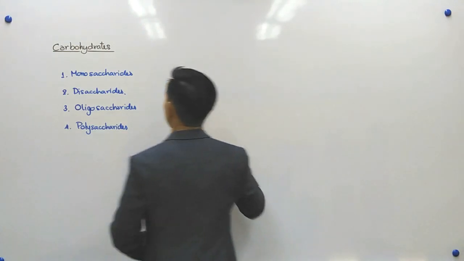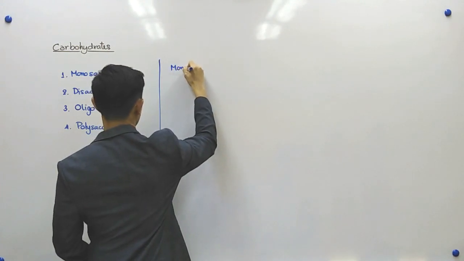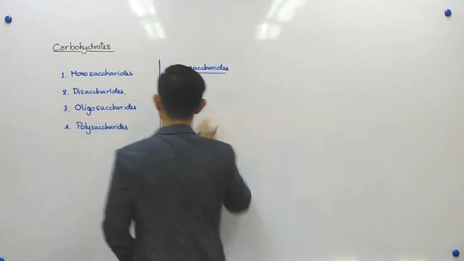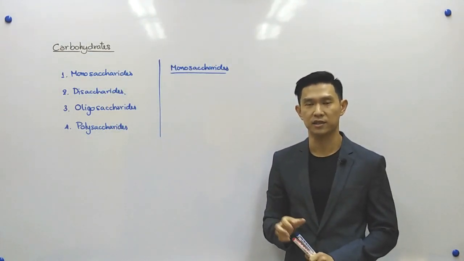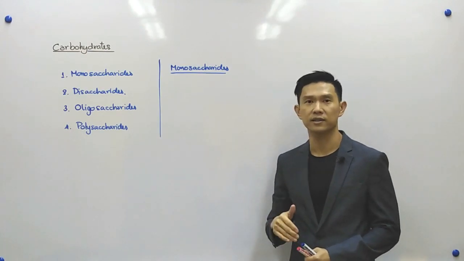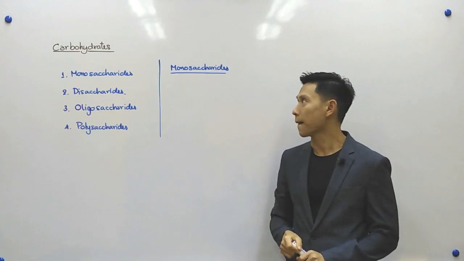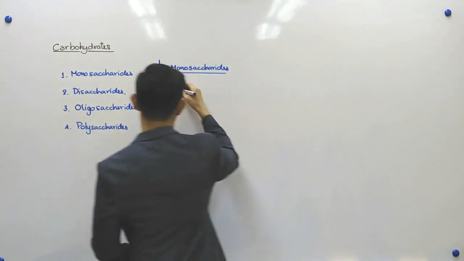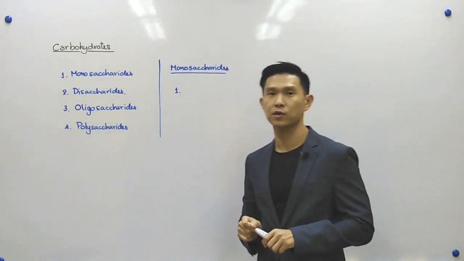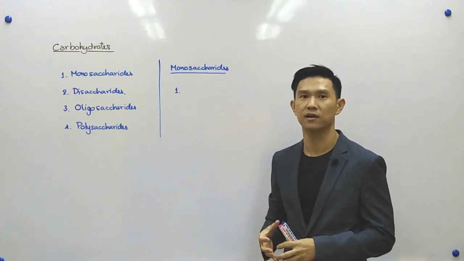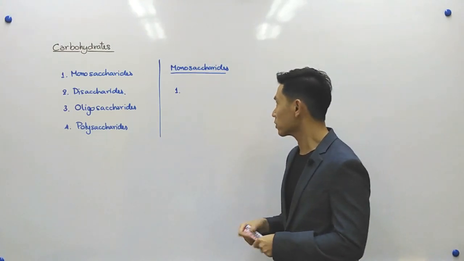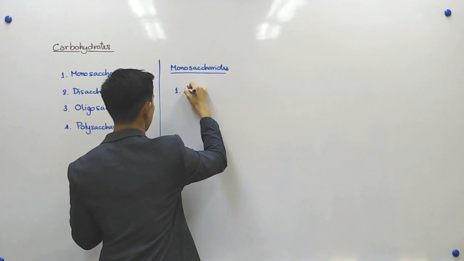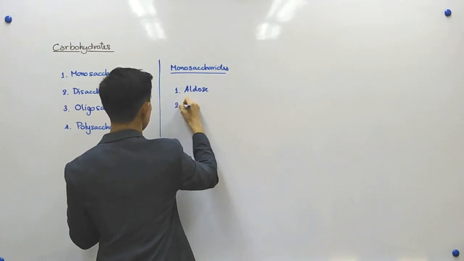So let's start with the monosaccharide. Monosaccharide is the smallest building block, as I said. We can divide the monosaccharide into several types, depending on how we identify and categorize them. First of all, because we are chemists, what we have to look at is the structure, the functional groups and everything. So monosaccharide can be divided into 2 major types. The first one is called aldose, and the second one is called ketose.